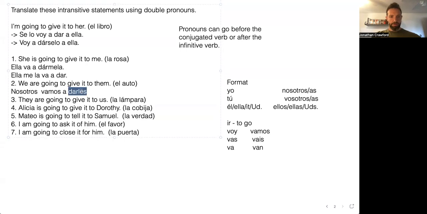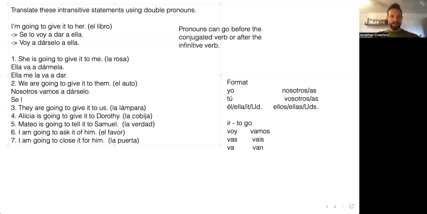But el auto is lo. We can't have les lo. And so les has to turn into se. And we also have to put an accent mark here. Dar, selo. Nosotros vamos a dárselo. We're going to give it to them. Vamos a dárselo. You don't have to put nosotros, but I'm just doing that to make it obvious. Vamos a dárselo is all you really have to put. Or you can say, se lo vamos a dar.